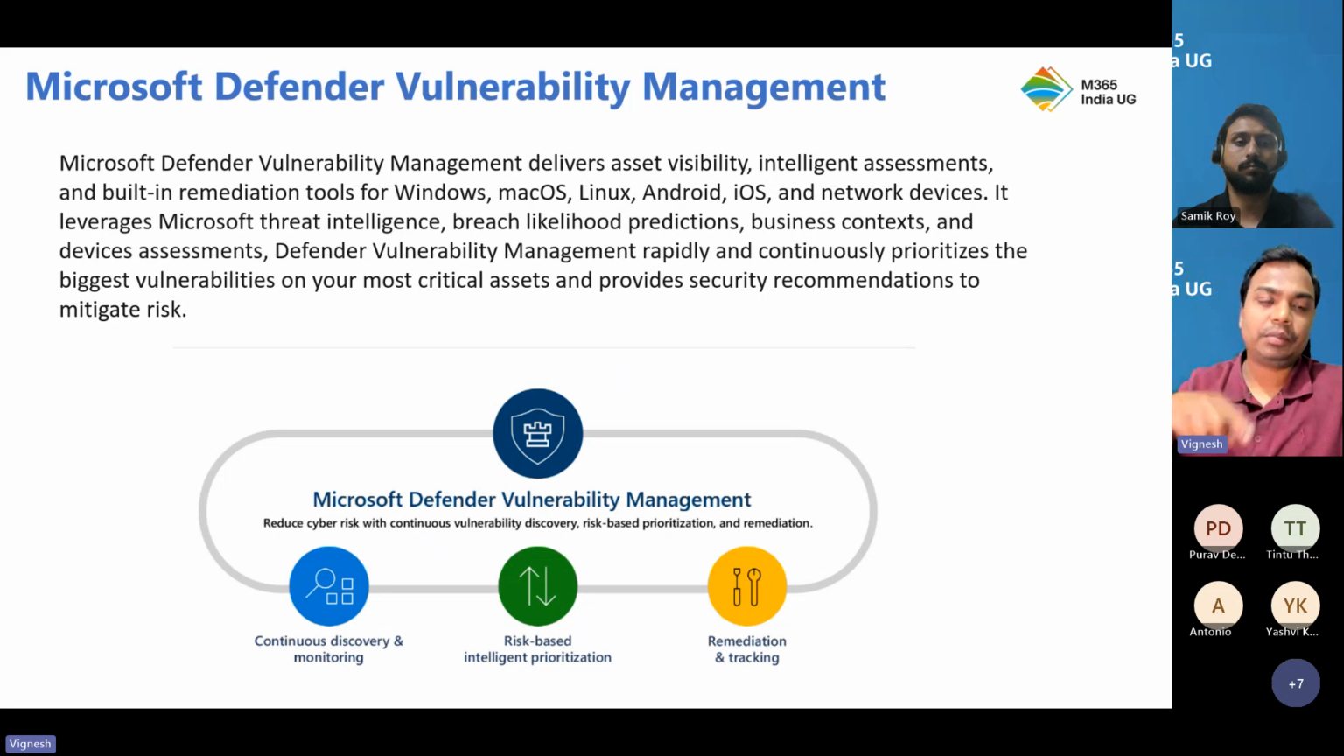You want to make sure that there is some kind of solution which constantly scans this, and it tells you, hey, there are some security concerns, these are the things that need to be addressed, and so forth. That's what Microsoft Defender Vulnerability Management is going to do for you. And this, once again, is an add-on to your Microsoft Defender for Endpoint, meaning you should have Microsoft Defender for Endpoint as a base component to use Microsoft Defender Vulnerability Management.